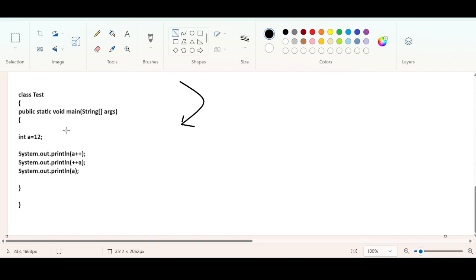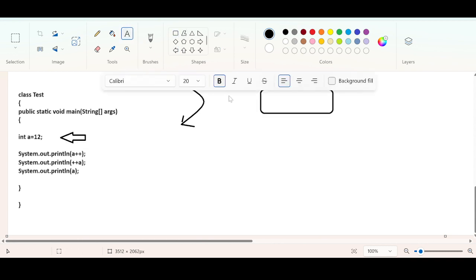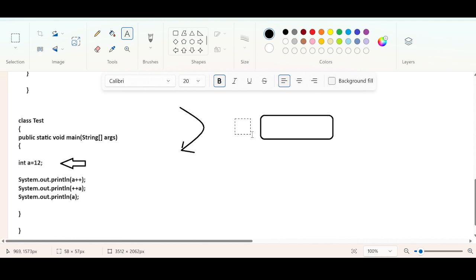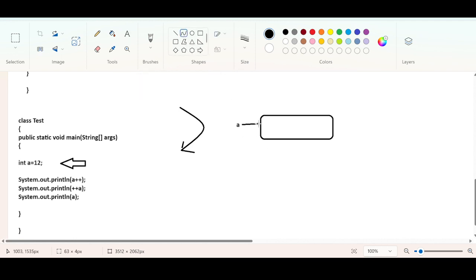This main thread, all the instructions inside it get executed, right, one by one. First line, each and every line has its own significance, its own importance. So a equal to 12, right? When I say a equal to 12, the value 12 will be assigned to the variable a. Internally, 12 will be stored, and now the control will be transferred to the second line.